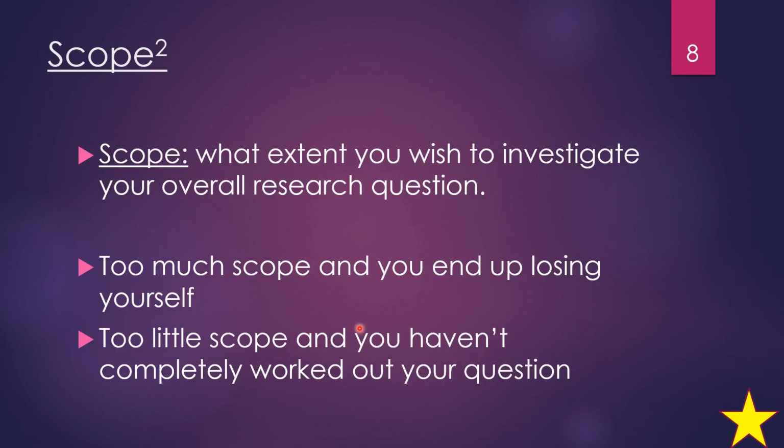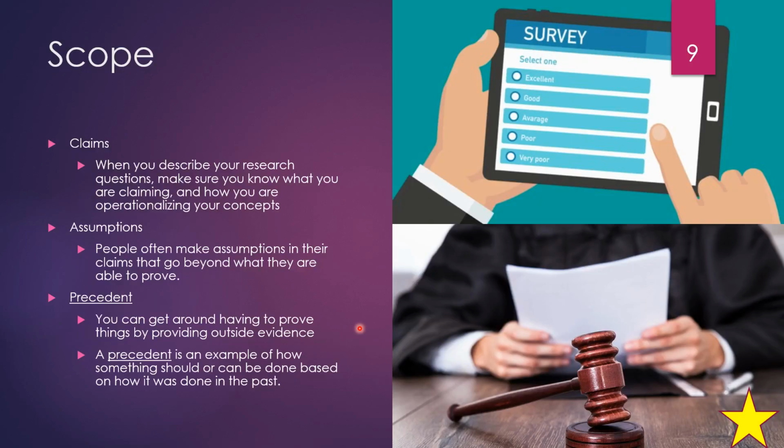So a couple of ways that we can work with our scope, or choose exactly how much scope we want, is to think about the claims and assumptions that we've made in our paper. A claim is just anything where you say something is true. For example, if I say that many students make overconfident grade predictions, that is a claim. And whenever you have a claim, you're going to want to back that information up or prove it in your research paper. So that could add to the scope of your paper.